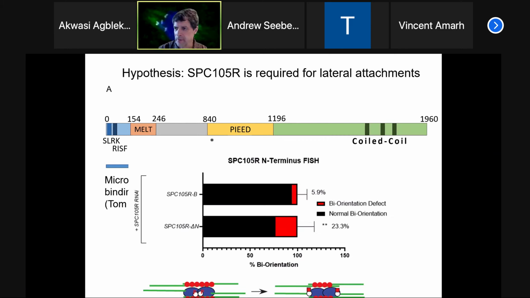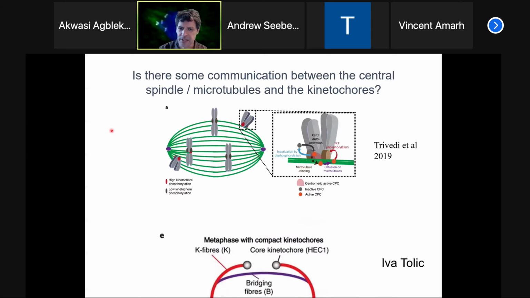And the preliminary evidence is that if you delete this region, you make lots of biorientation defects. So we think we're on the right track. But we're right now making mutants to mimic phosphorylation or non-phosphorylation to test the hypothesis that phosphorylation of this region regulates whether or not the kinetochore makes lateral attachments or end-on attachments.